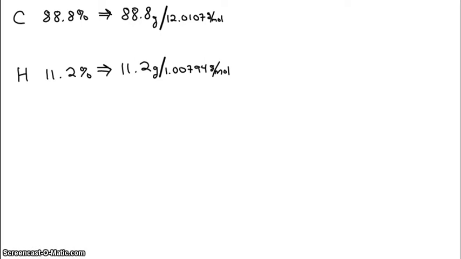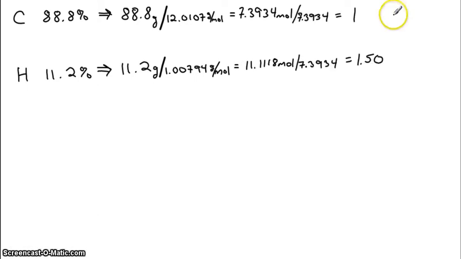Convert mass to moles using the molar mass of each element. Once you've determined the moles of each atom, you're then going to need to find the lowest whole number ratio by dividing by the smallest mole number. We found the lowest ratio right now. It's 1 carbon to every 1.5 hydrogens, but we need the lowest whole number ratio.